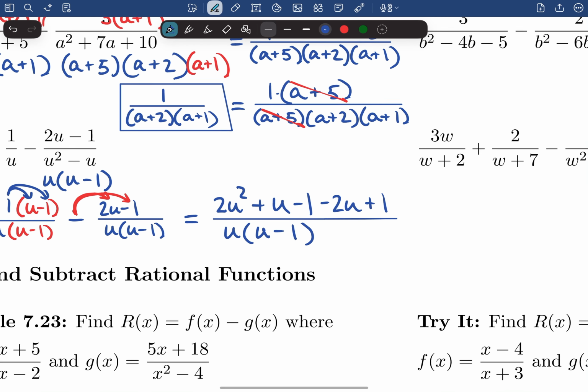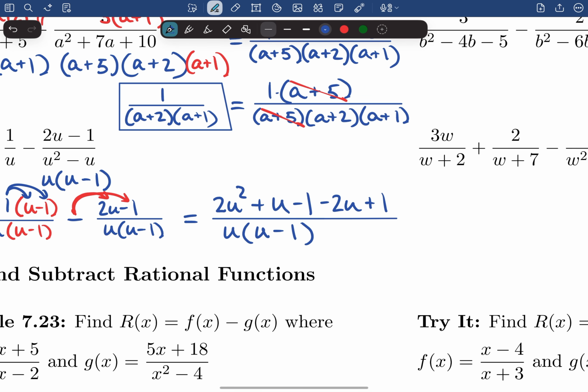So at this point, now we just need to clean up the numerator, right? Don't even look at the denominator. Keep the denominator that we have. Okay, there it is. But I have a 2u squared. And then I have the positive u minus 2u. U minus 2u is -u. And then I see a -1 and a +1. Well, they're opposite signs, right? Same value, opposite sign, they cancel each other. That's kind of nice.